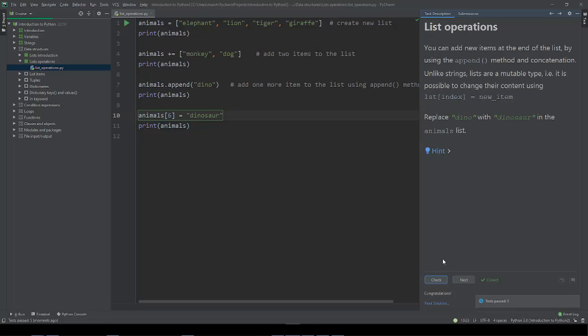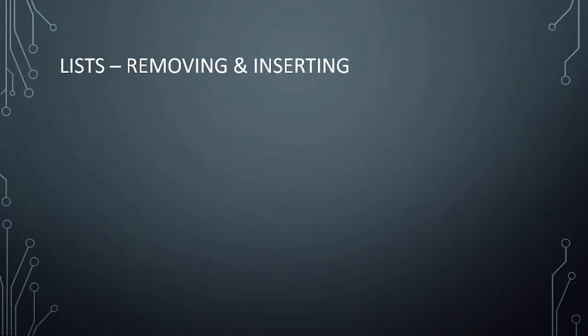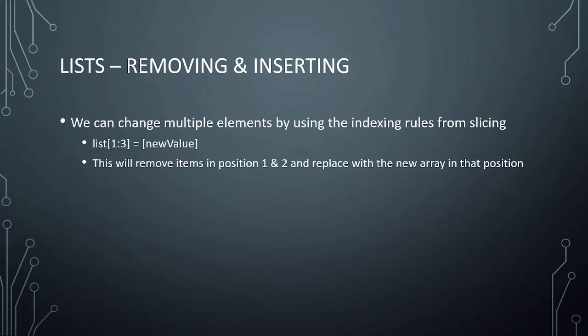So let's go back to our notes and look at list items. Sometimes we want to remove those things that we've put in there. One way we can do this is we can do slicing and inserting. So we can change multiple elements out and put in a new value for those elements. So in this example, I've got list 1 to 3, and then I've put in a square bracket the new value. So what that does is it removes the elements 1 and 2, and then before the element 3, it puts in that new value. So our list will be a little bit shorter. Now, if I put an array there of multiple values, it'd put all of those values into that position.